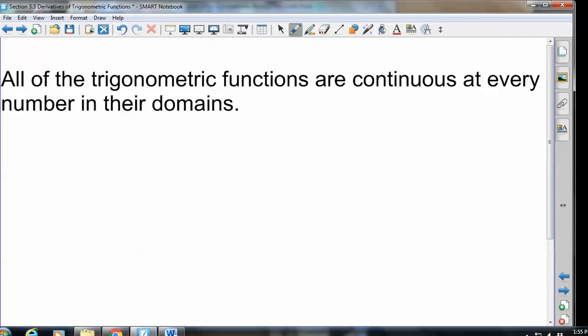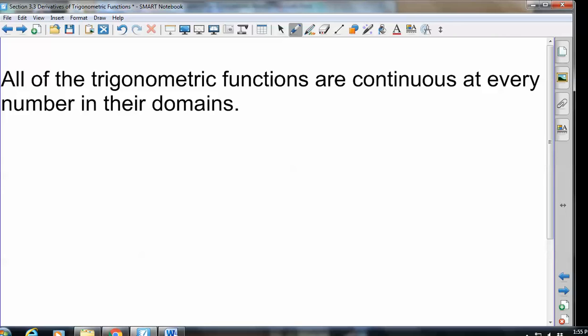The other thing I want to mention, the trig functions are continuous at every number in their domain. Continuity is really important because derivatives only exist where your graph is continuous. Now, we said continuous everywhere in the domain, but we know what happened when we were graphing secant, cosecant, tangent, cotangent. What occurred on those graphs? Asymptotes. Yeah, those had asymptotes.